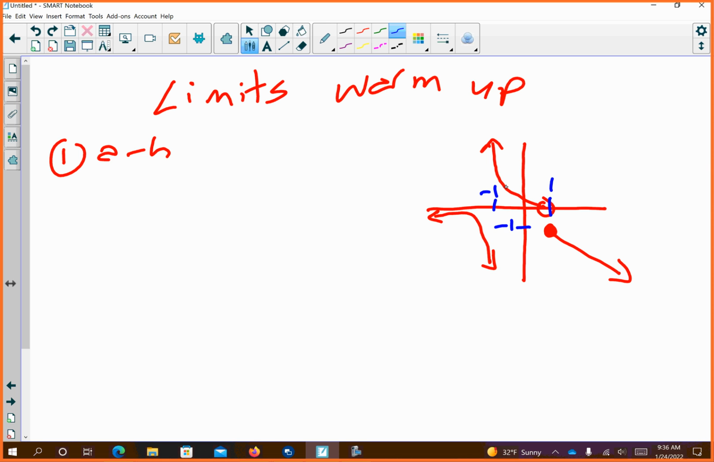Okay. Questions about A through H that I can help you with? What kind of things do you see on any of those? Again, we're on the limits warm-up page. Anything 1 through A through H, you feel comfortable with it? Going once. Going twice. All right, sold. If we need to go back, we can go back to it.